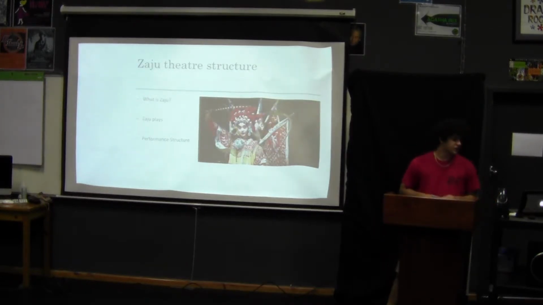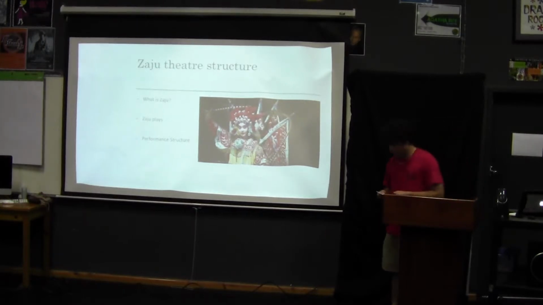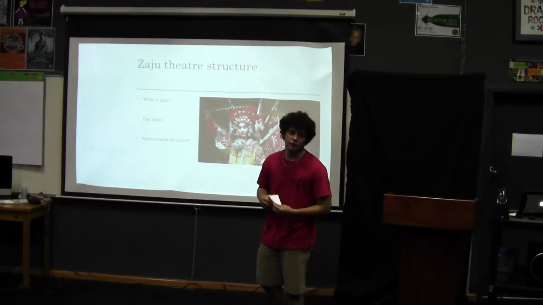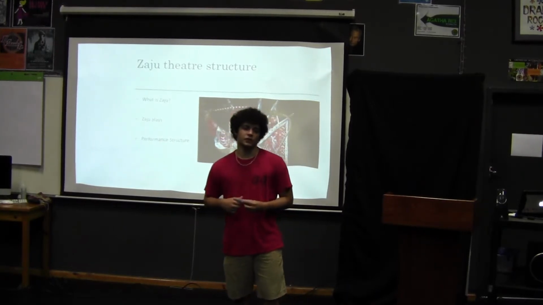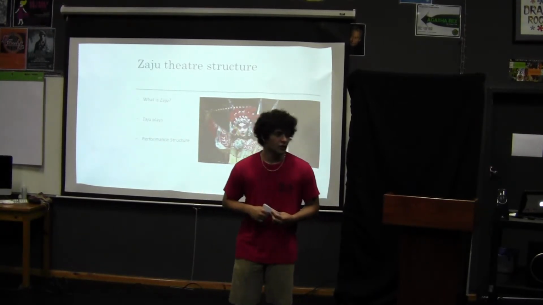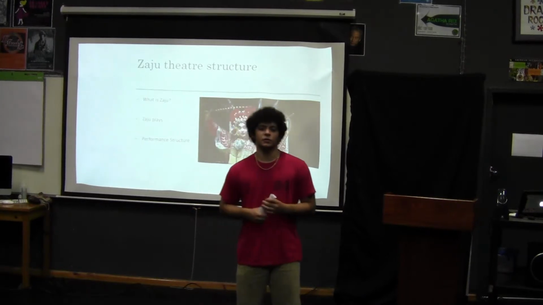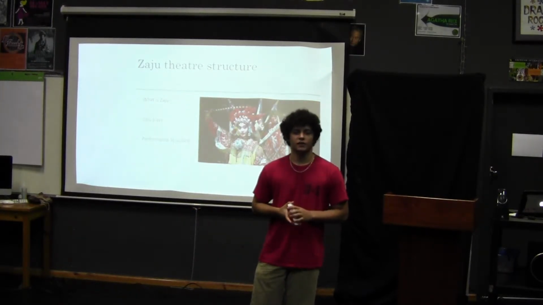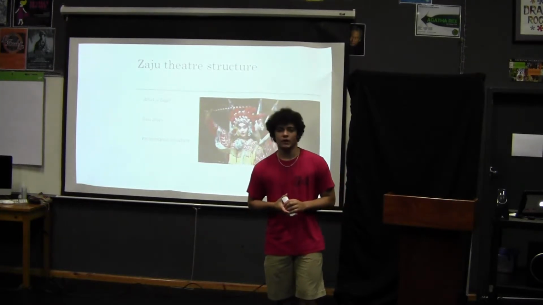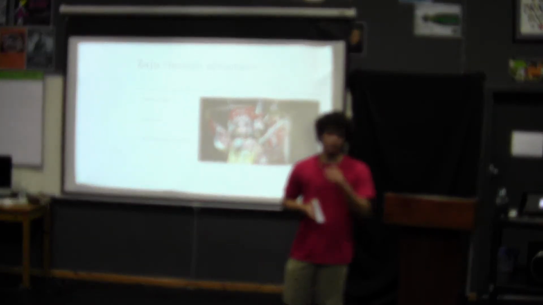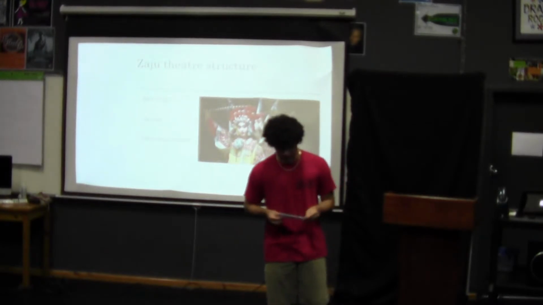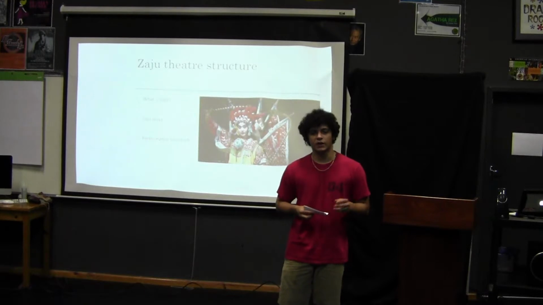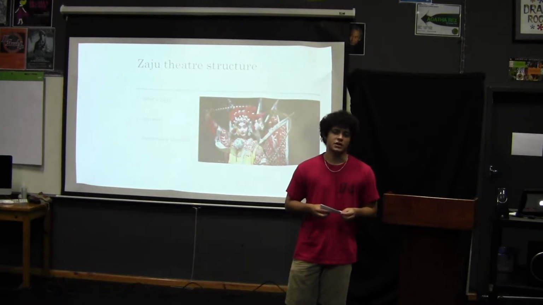Now going into the actual Zhaju Theater structure. The actual Zhaju Theater structure is an opera. Zhaju is an opera theater, often consisting of singing and dancing. Zhaju is a theater which has 4 acts, and each act has a different melody or percussion in it. Zhaju also consists of wedges as well, which are seen at the beginning of the play, or at the end of the play, or between each act.